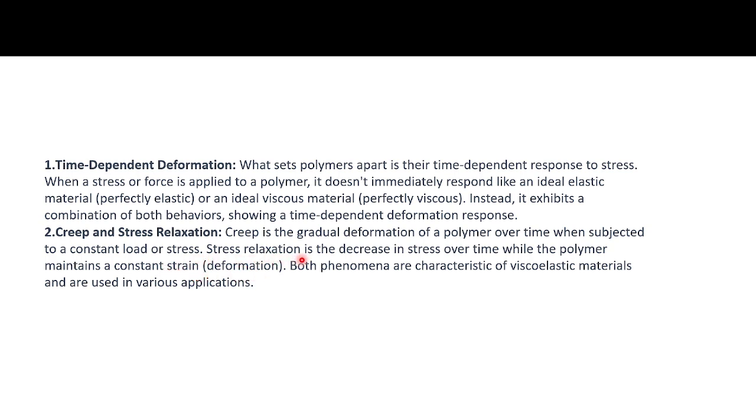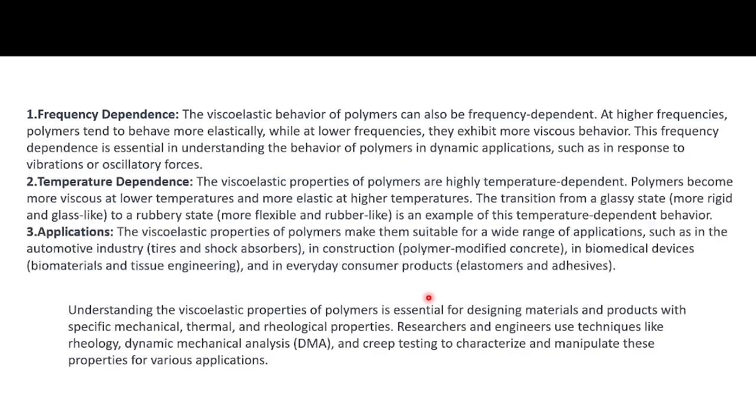Stress relaxation is the decrease in the stress over time while the polymer maintains constant strain, or deformation. So stress relaxation is like that: with time, we need a lower amount of applied stress to deform this polymer. So with increasing time, if you decrease the stress and maintain the same constant strain, we call that stress relaxation. Both phenomena are mainly characteristic of viscoelastic material, not elastic material. So a polymer can show this type of behavior.